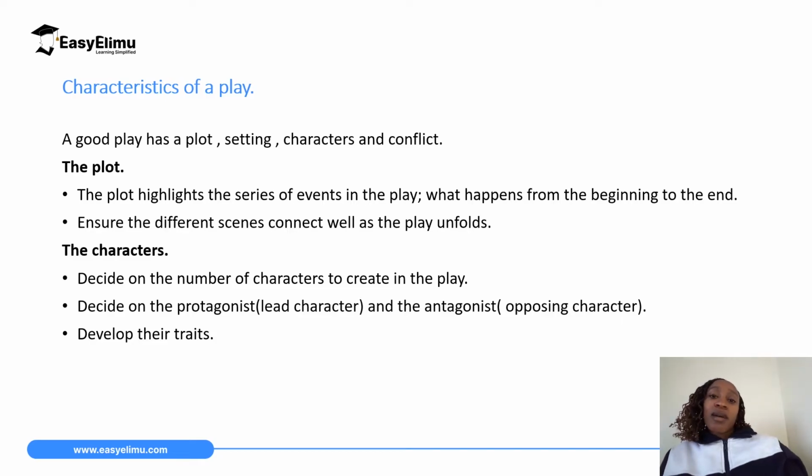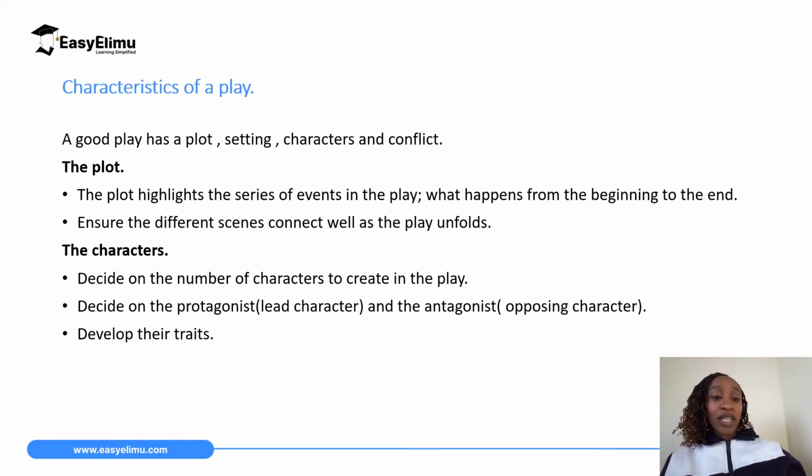So what are some characteristics of a play? What is it that I need to look out for to see if a text is a play? How can I distinguish between a play and a novel, or a play and a short story? What are some of the things that distinguish a play? So that is what is called characteristics or features. And the first one is the plot.